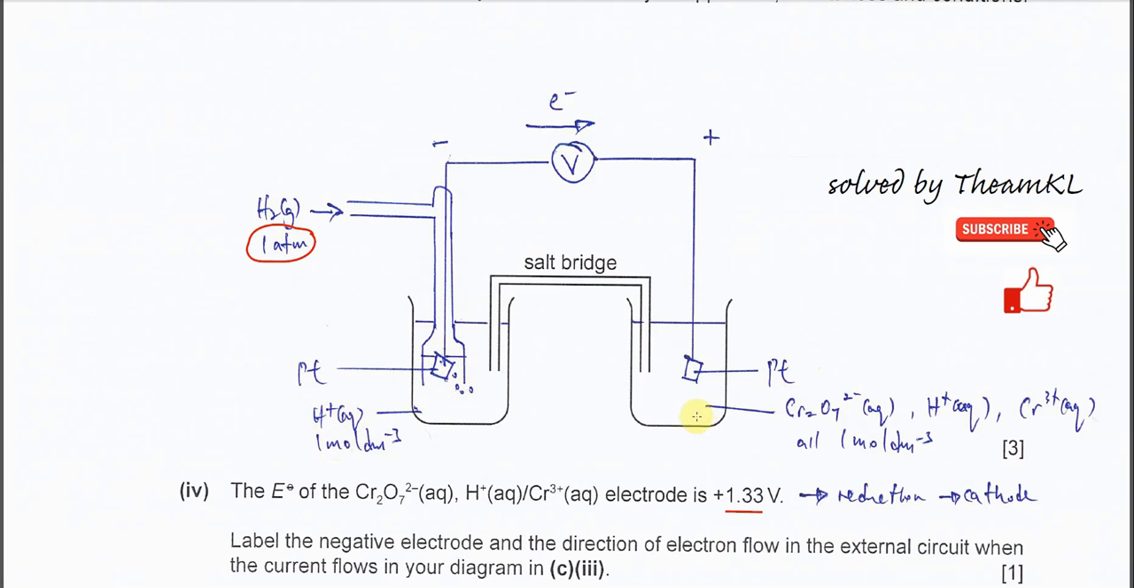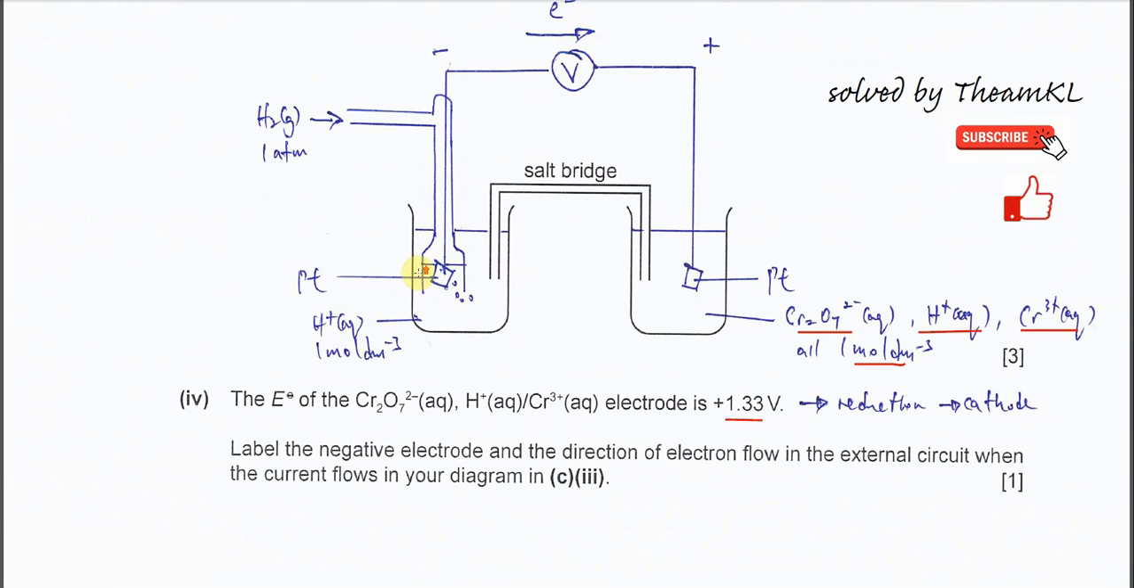And for the other half cell, you have to draw one plate. This is a platinum plate, and the solution contains these three ions: dichromate, chromium 3, and the hydrogen ion. All these must be 1 mole per dm cube, standard condition. After that, you just link these two half cells, draw the voltmeter, and that's all. Right, so this is the complete drawing for this part.